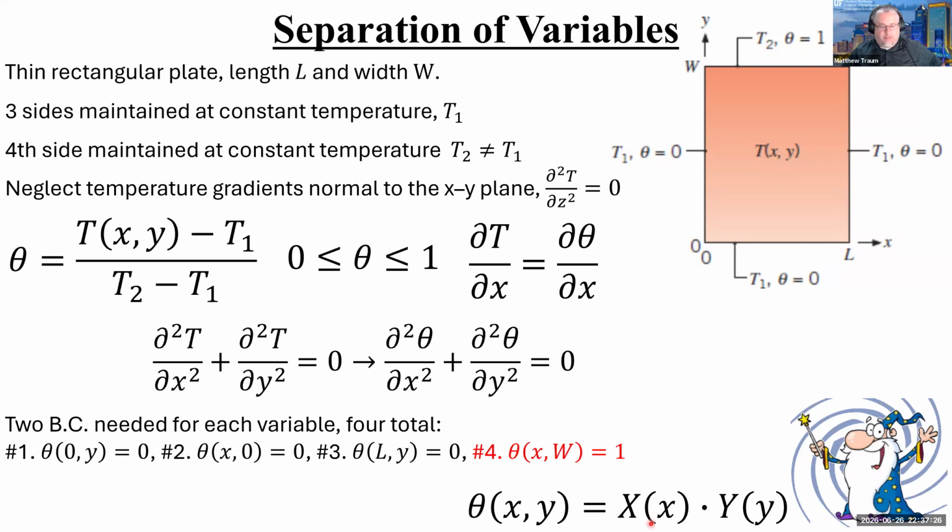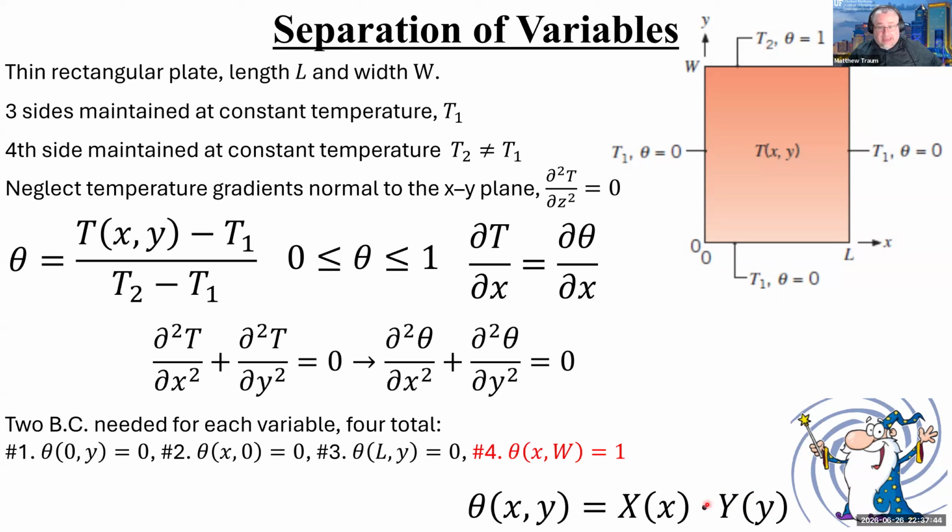One is a pure subfunction of x, and the other is a pure subfunction of y, and they're going to be multiplied together. And that's going to give us our theta value. I don't know what capital X is. I don't know what capital Y is. They're just some function of X and some function of Y, respectively. But if I multiply them together, I get theta, right?